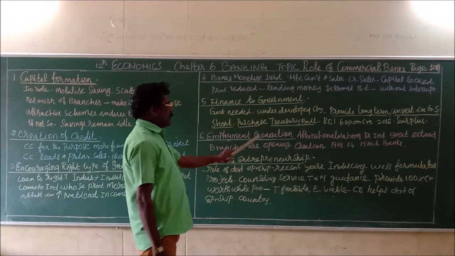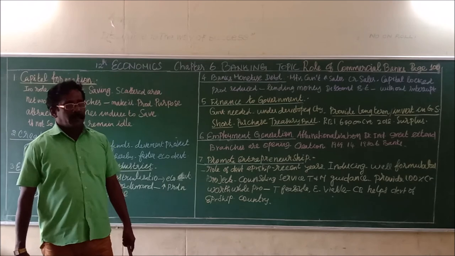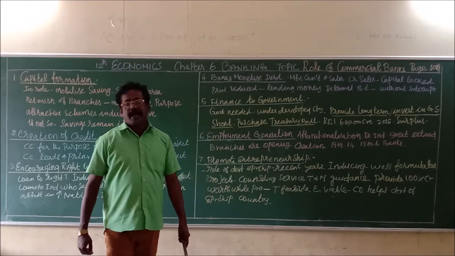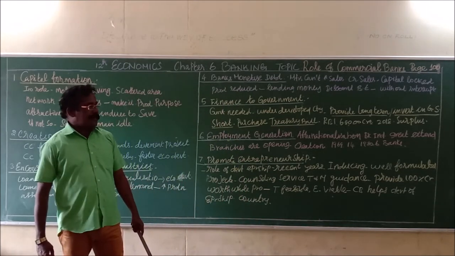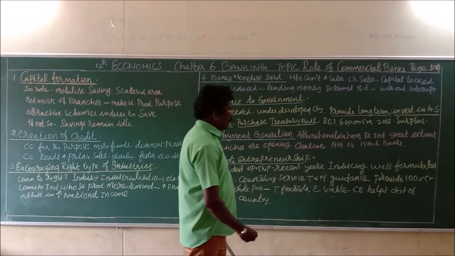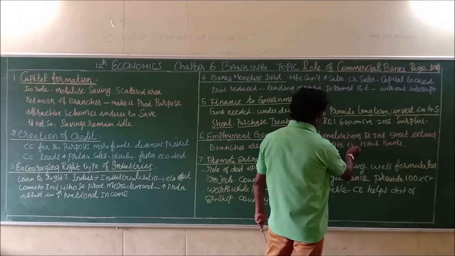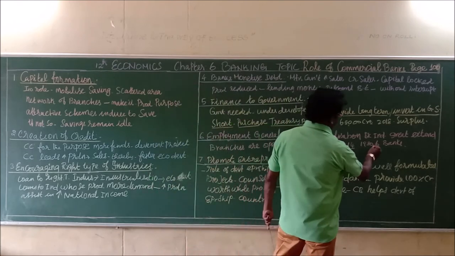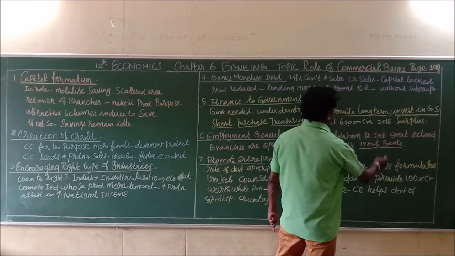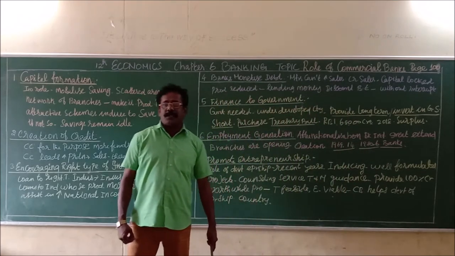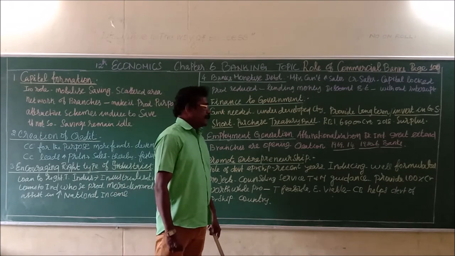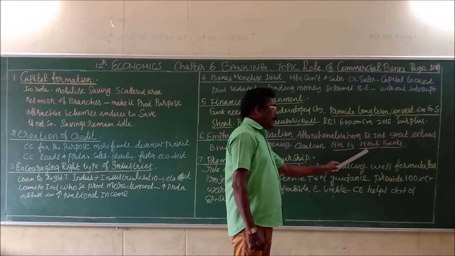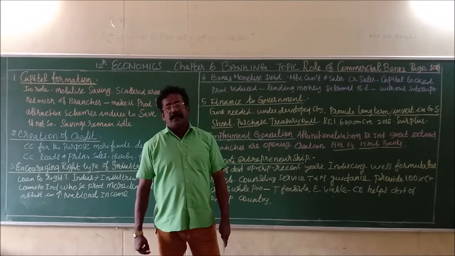Then number 6, employment generation, creation of employment opportunities. How is it possible? After the nationalization of banks, the number of employees and the number of branches have increased many times. Nationalization of banks took place in 1969. For the first time in 1969, 14 banks were nationalized. Then in 1980, 6 more banks were nationalized. So at present there are 20 nationalized banks functioning in our country.